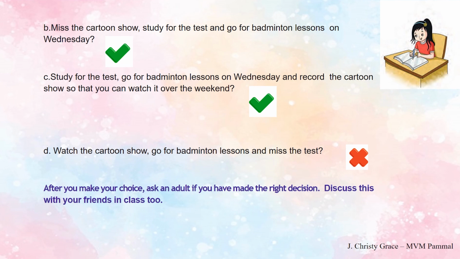Then you just see, after you make your choice, ask an adult if you have made the right decision. Discuss this with your friends in the class too. So after selecting your opinion, you discuss with the elders of your family and your friends. We have to face all the situations. We have to give priority to our studies. And also we can find an alternative way for our entertainment and enjoyment. Clear, children?